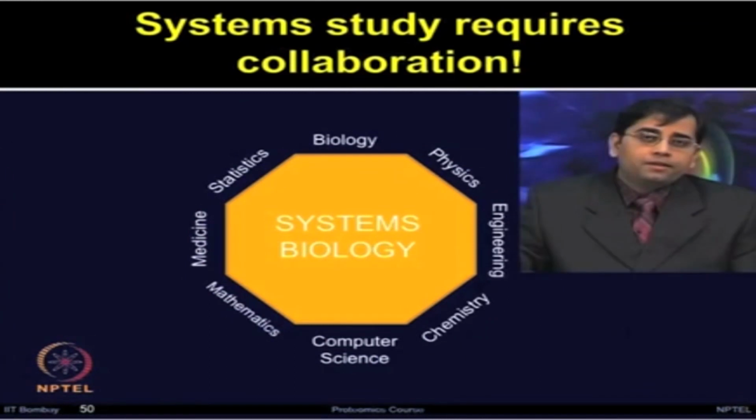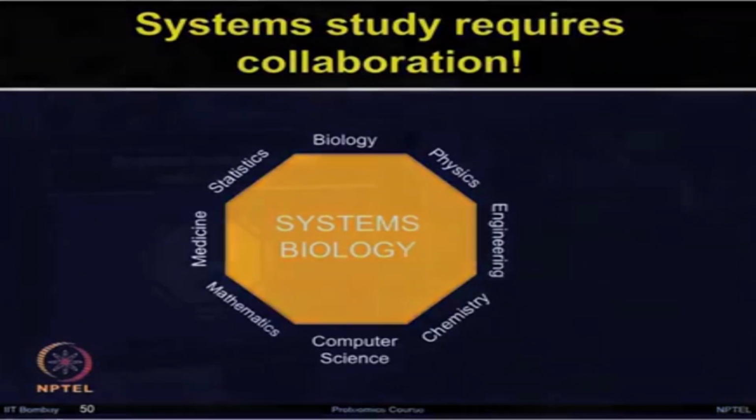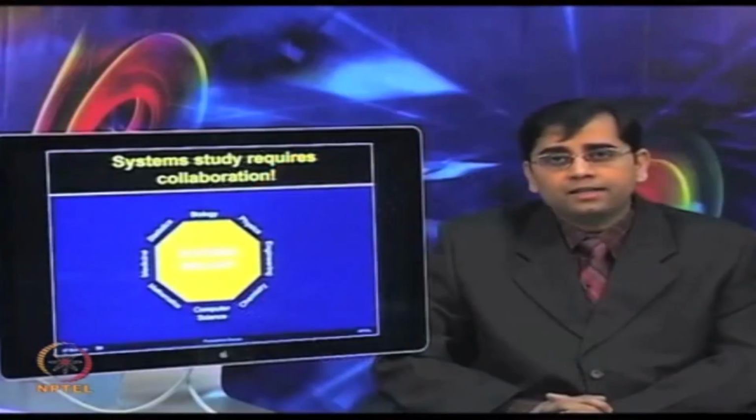Studying systems cannot be done in isolation in individual labs. It requires different expertise and collaborations from scientists from different disciplines of biology, physics, engineering, chemistry, computer science, mathematics, medicine, statistics and many more.